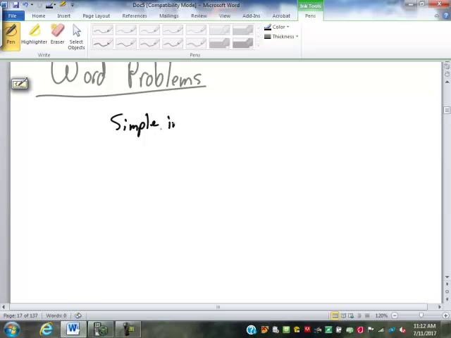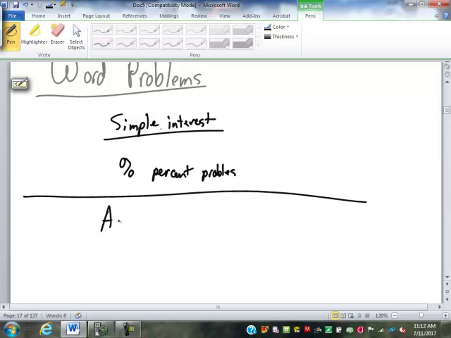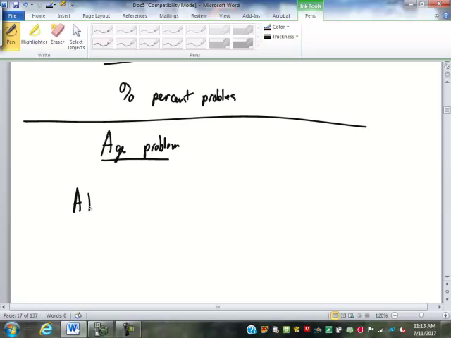The word problems, there's going to be a simple interest problem, like some of the ones we've done today. And there will be a couple of percent problems, similar to ones we did today. I'll have an age problem on there. You won't get it.